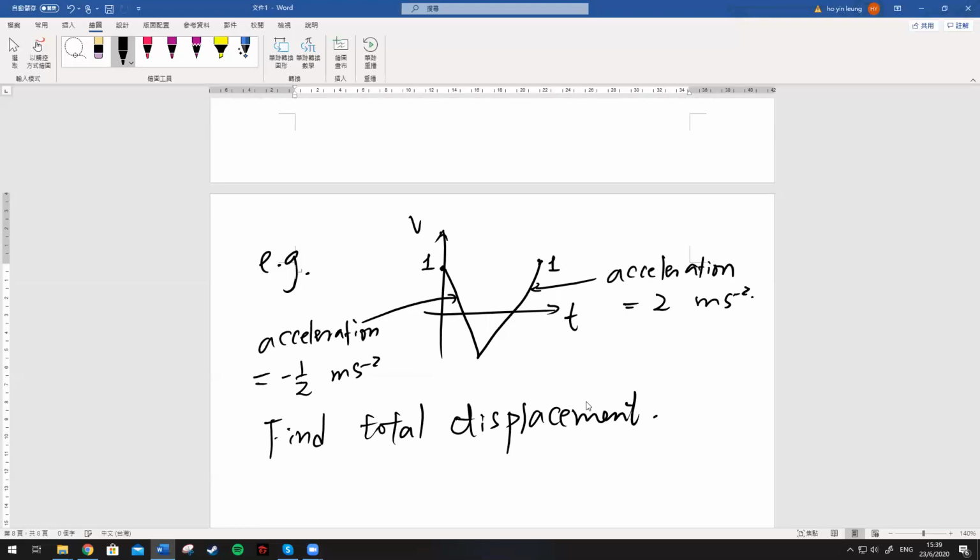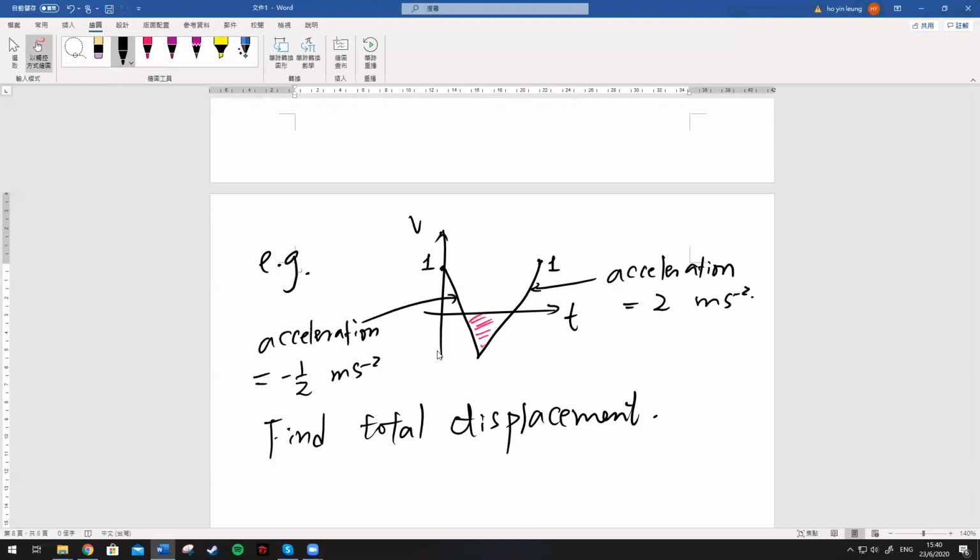Okay, so this time you have to be extra careful because, as I mentioned, this part of the graph is below the x-axis, right? So this one actually gives us, for example, if you add these three areas, you have to add the negative sign here because it is below the x-axis.